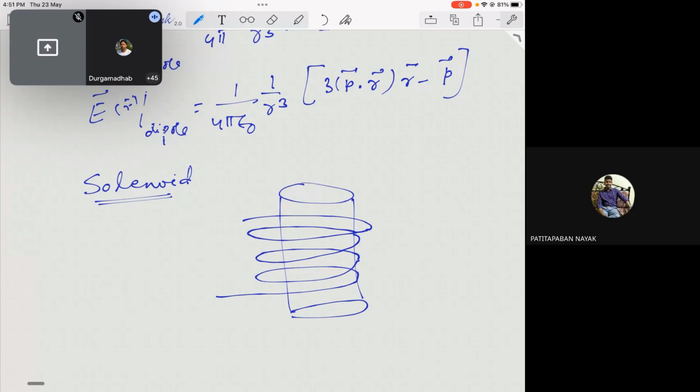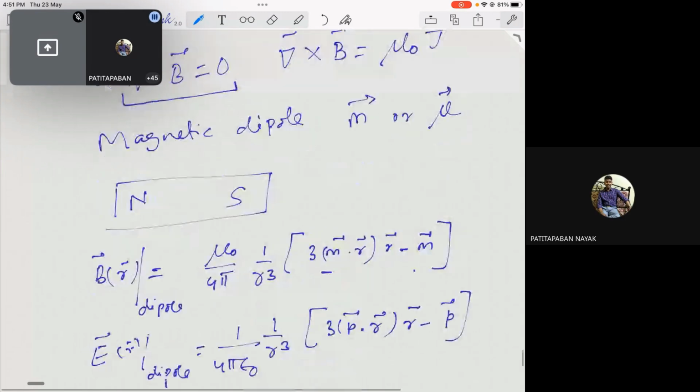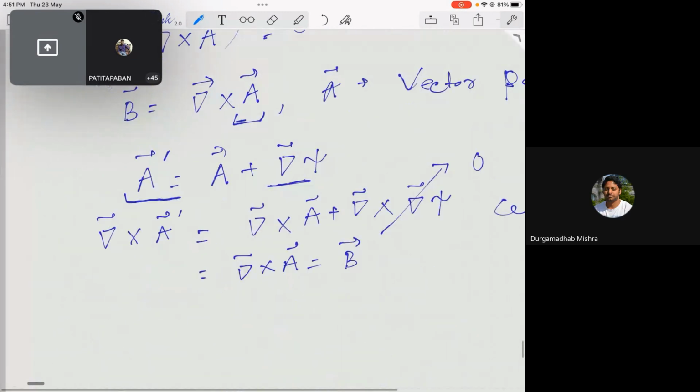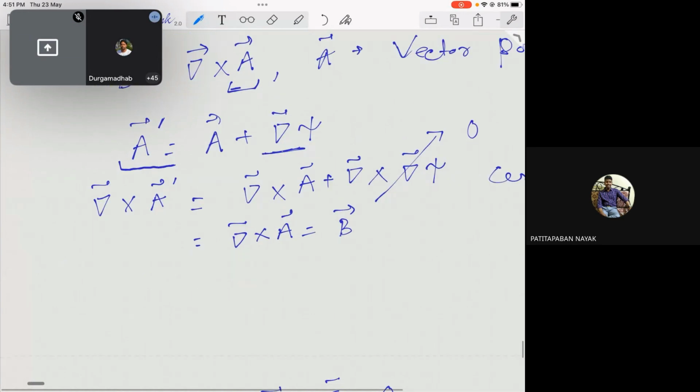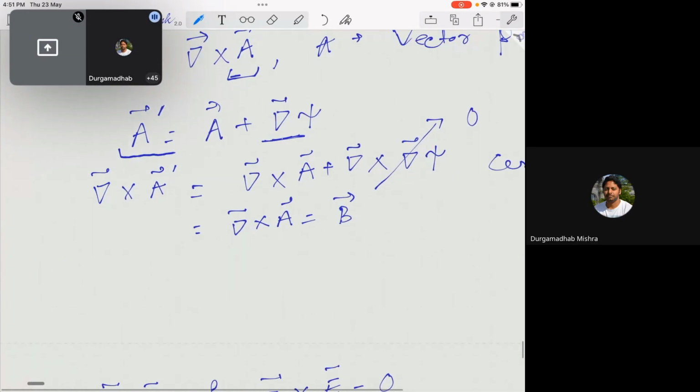So when we talked about this vector potential, we defined this vector potential and said it can be arbitrary. This vector potential can be used to produce a magnetic field. So let's say we want to produce a magnetic field B. Of course, you need to flow a current and you produce this magnetic field B.